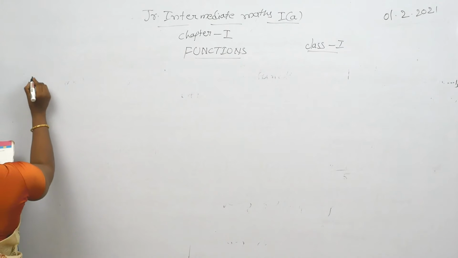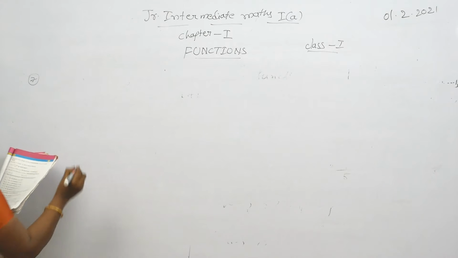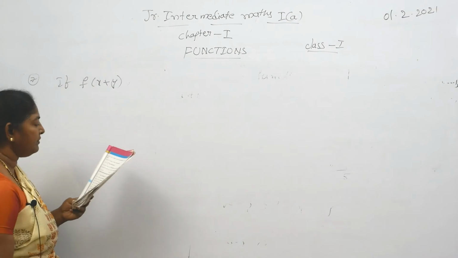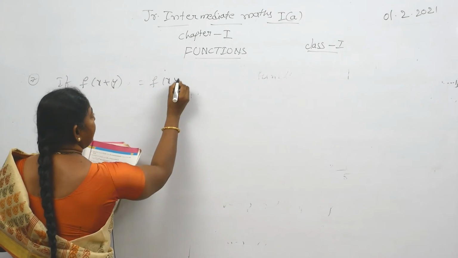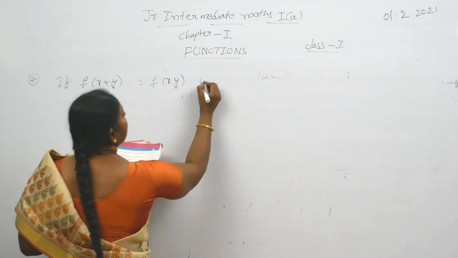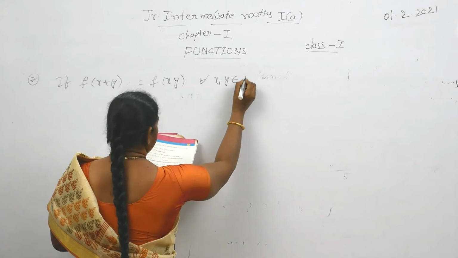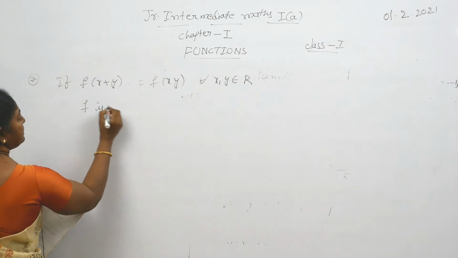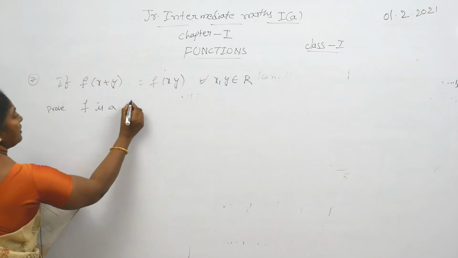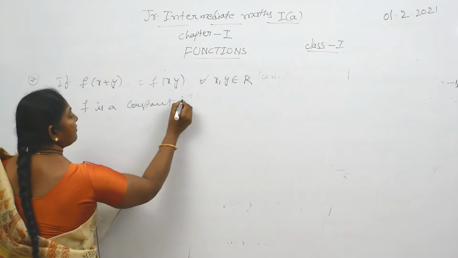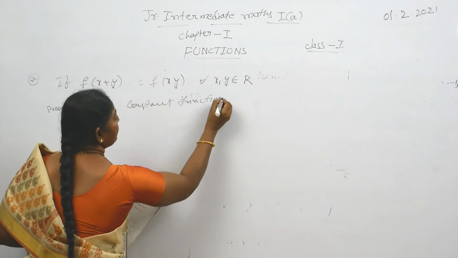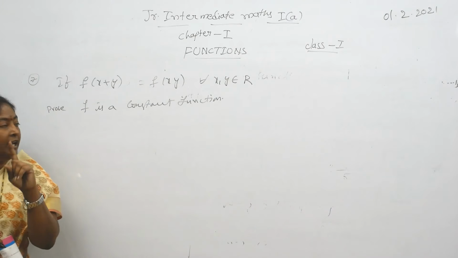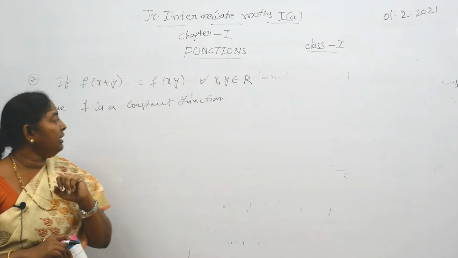Next, seventh problem. If f of x plus y equal to f of xy for all x, y belongs to R, then prove f is a constant function. Constant function means the range is one and only one element.